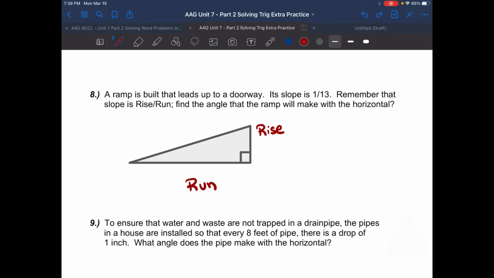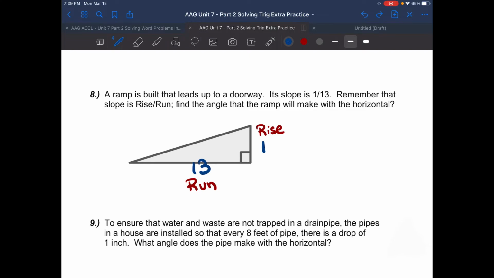So guys, whenever we draw a right triangle like this, and this is true for roofs, for staircases, or even in this case for a ramp, the rise will always be your vertical, and the run will always be your left and right. So in this case, they tell us the slope is 1/13, so that means I'm going to put a rise of 1 and a run of 13. Now, if we wanted to, we could use the Pythagorean theorem and find the missing side, but we don't need that. Let me show you why.